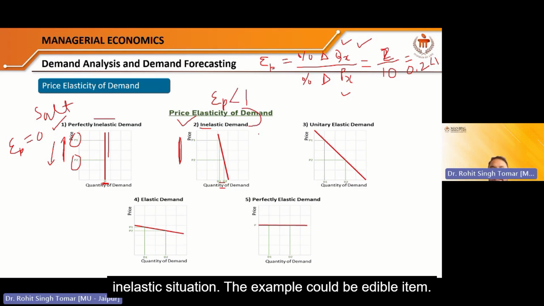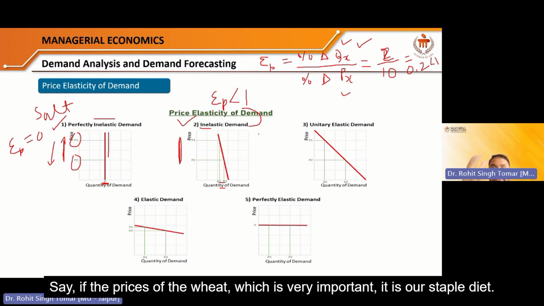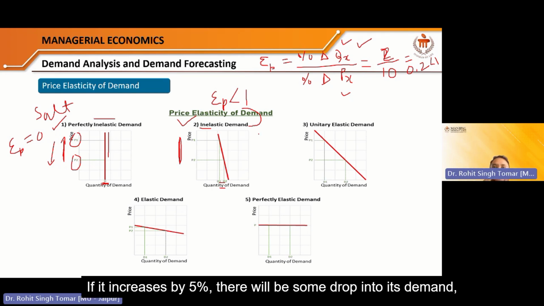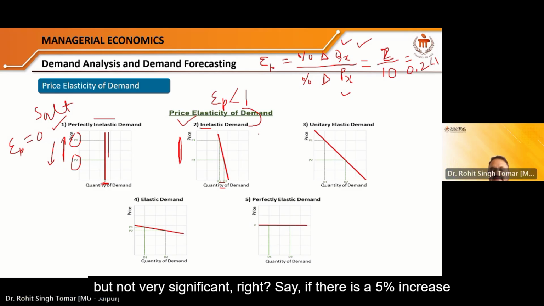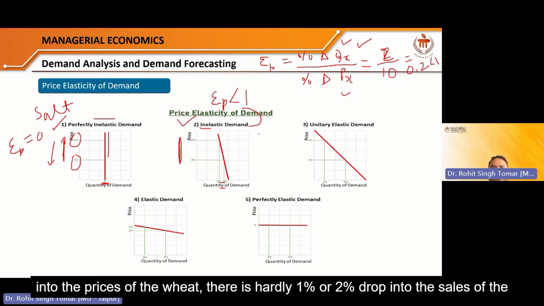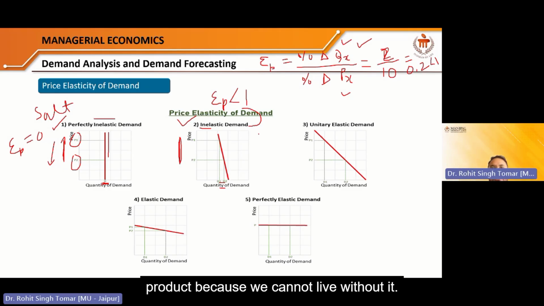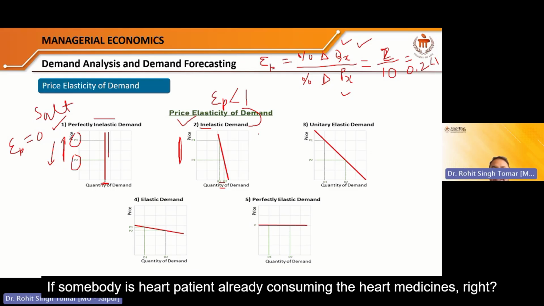The example could be edible items. Say the price of wheat, which is very important, our staple diet, increases by 5%. There will be some drop in its demand, but not a very significant one. Say if there is a 5% increase in the price of wheat, there is hardly a 1 or 2% drop in the sales of the product, because we cannot live without it. If somebody is a heart patient, already consuming heart medicines, right?